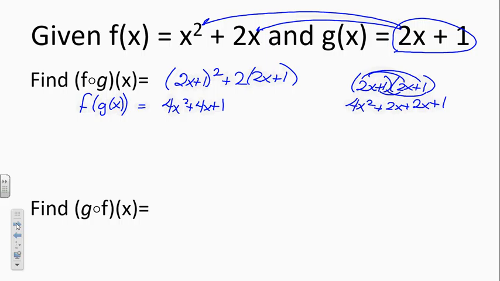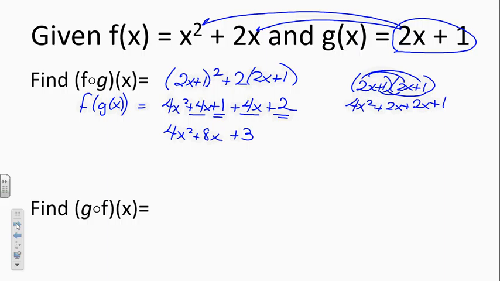There's a shortcut to that. If you're squaring a binomial, square the first term, multiply the first and last and double them, square the last. Don't lose your 4x on the way. Distribute here, and then combine the like terms. So these two go together, these two go together, and we have now found f composed with g.